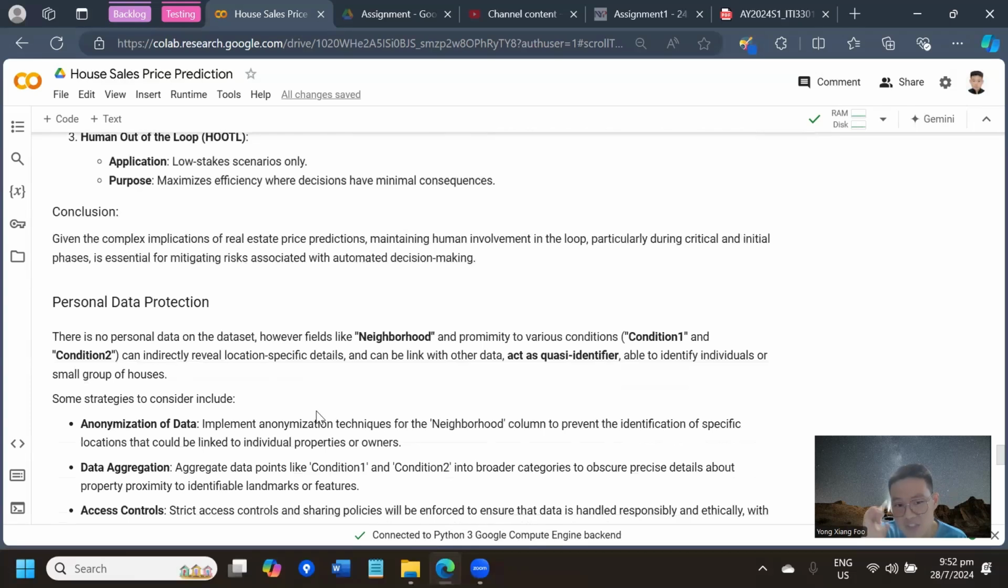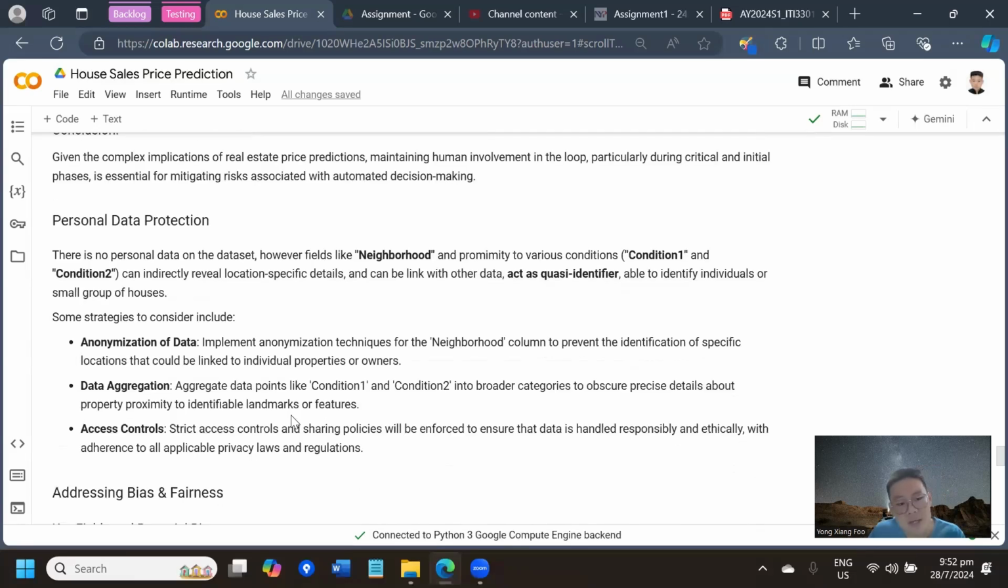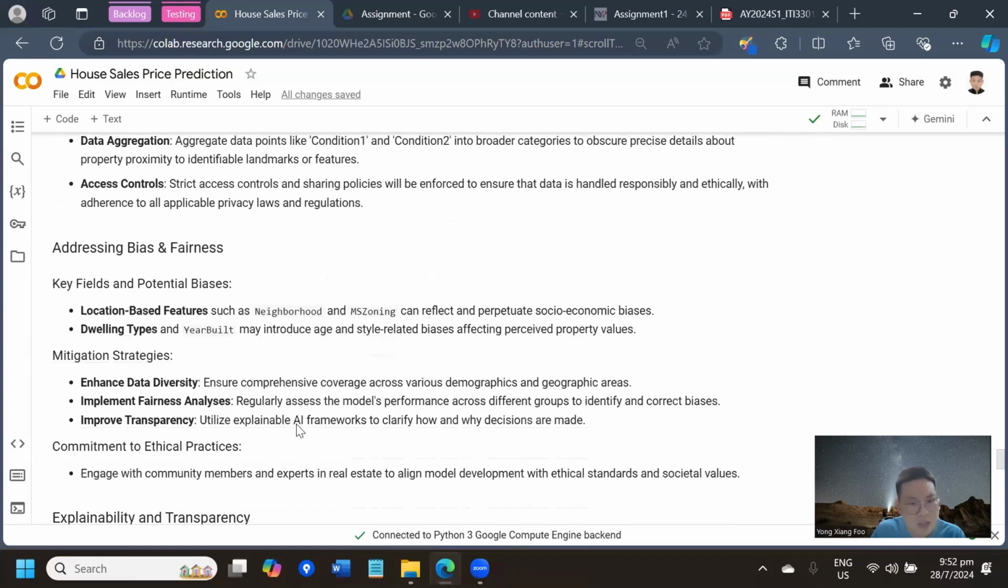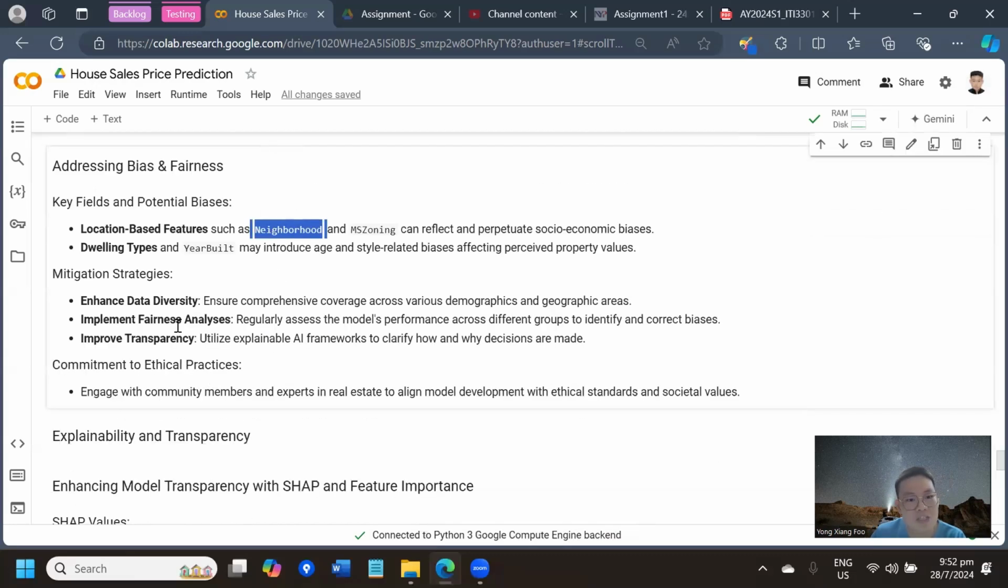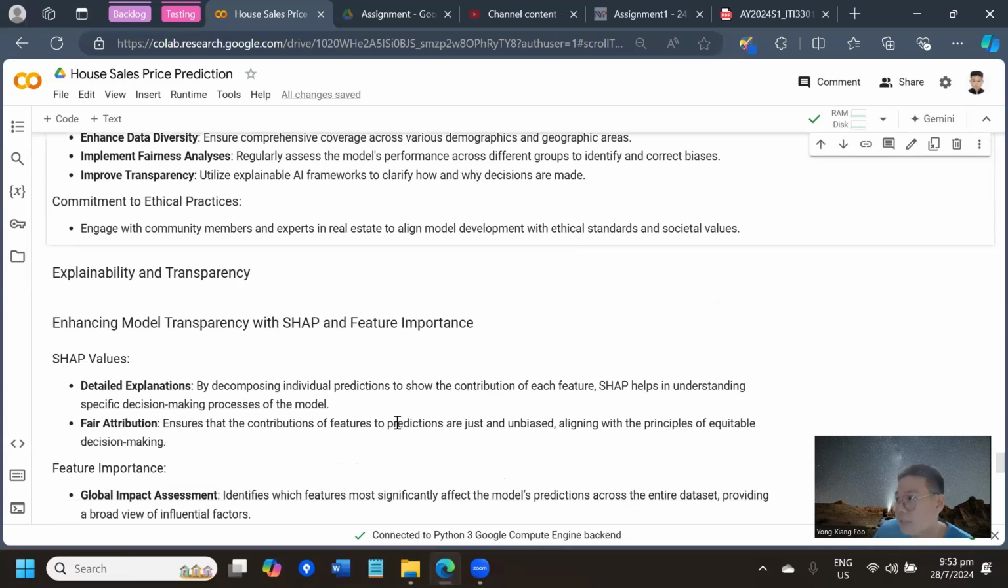Some PDPA to take note of is that even though there's no personal data, there can be some quasi-identifiers such as neighborhood and condition. Because these fields are linked to individuals, they are able to identify them. So we can anonymize or aggregate them, etc. And there are also some bias and fairness issues involved, because some neighborhoods have more risk than others. So for location features like neighborhoods, we must ensure that the data is diverse. And after I train the model, I have to analyze that it is fair and not really affected by this feature. And now let's look at this model's transparency and explainability.